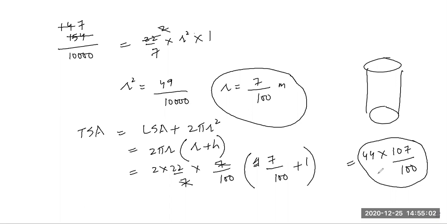0.4708 meter square. It will never be 0 point something. r square will not come, right? You have taken r, then taken the common r, 2 pi r. Okay?